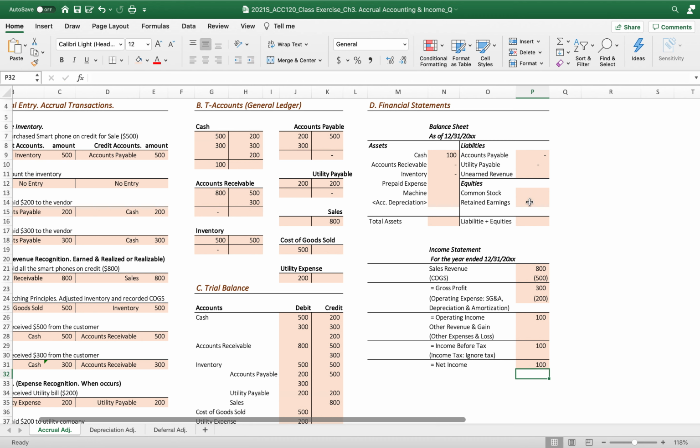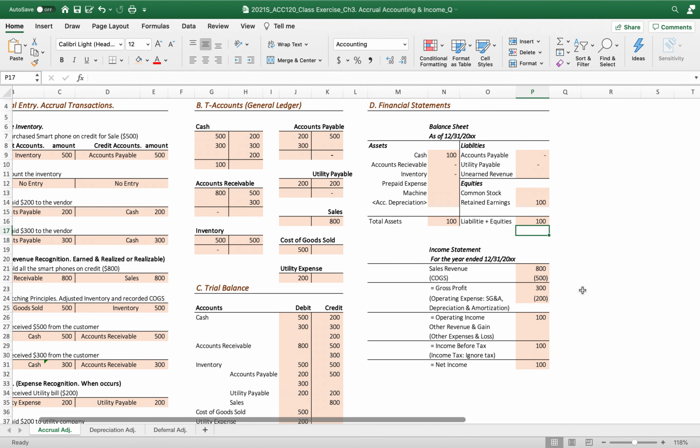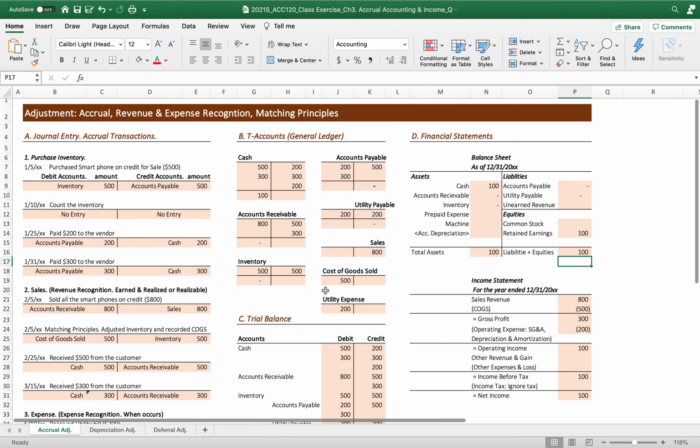So this 100 should be accumulated into the retained earnings. So let's make sure that the balance between asset and liability and equity are the same. It must be the same. So 100. Okay, then we created this financial statement using this accrual concept and the revenue and expense recognition and matching principle.